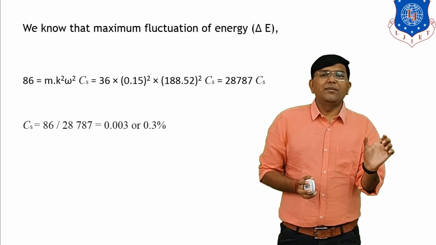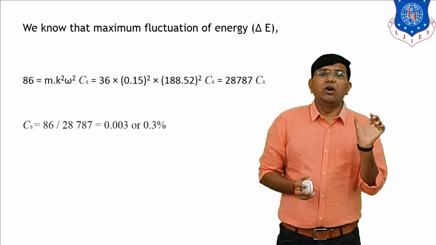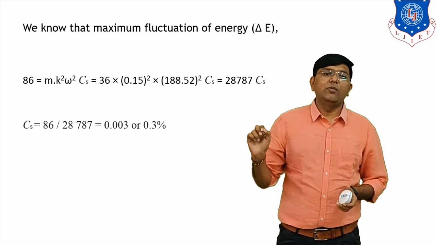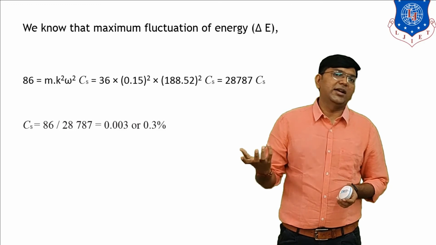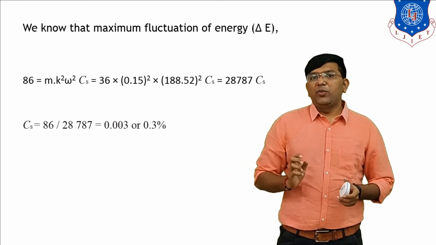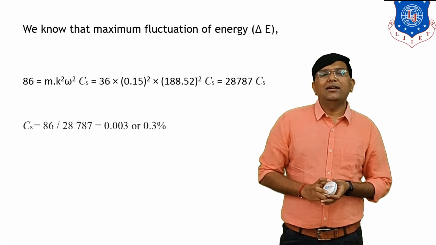So in this example we have to calculate the value of energy and the value of the coefficient of fluctuation of speed, that is 0.003 or in percentage form, 0.3%. Clear? So the next numerical we will discuss in our next lecture.